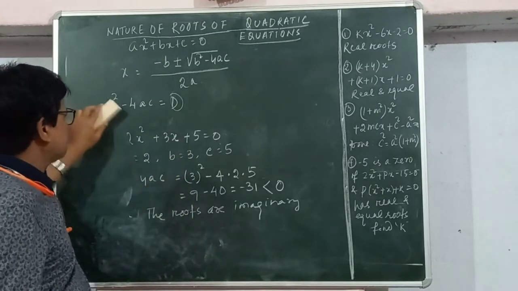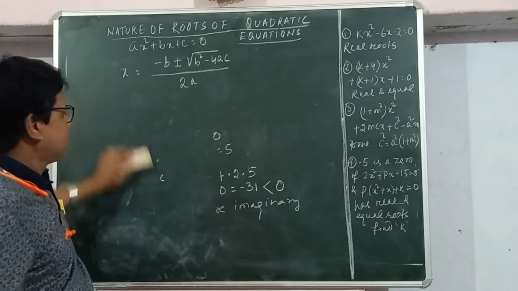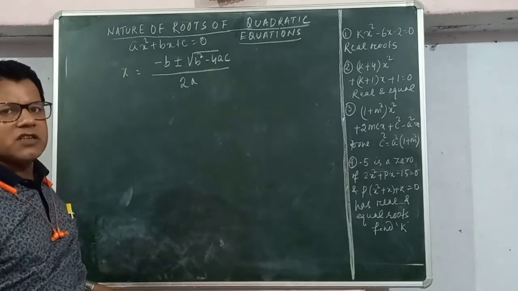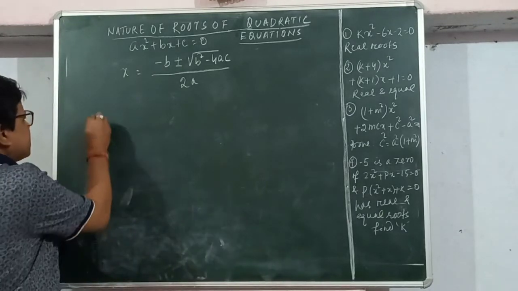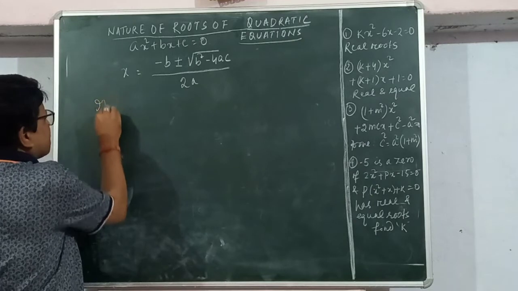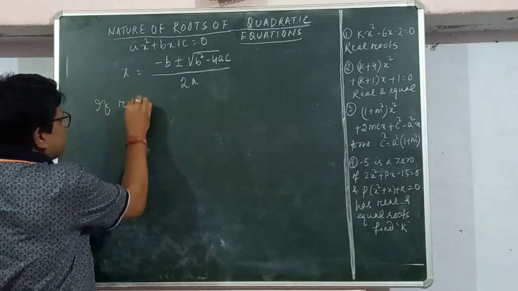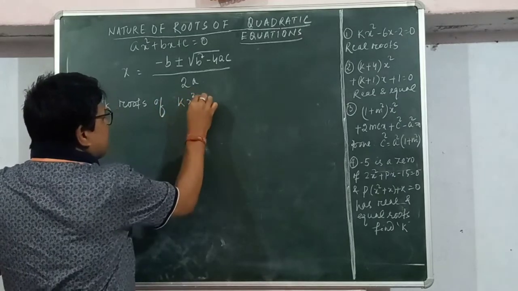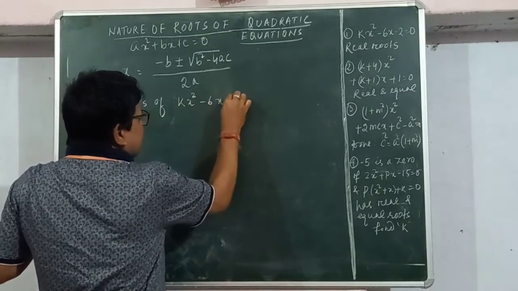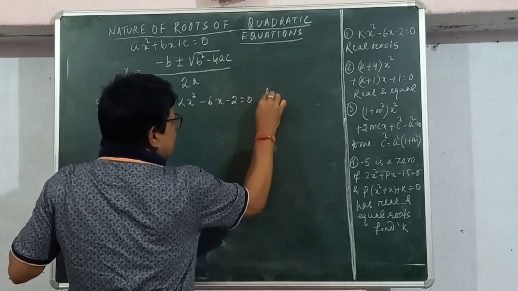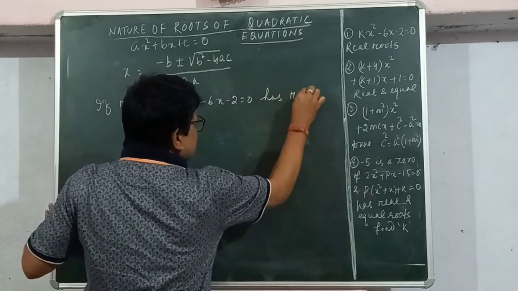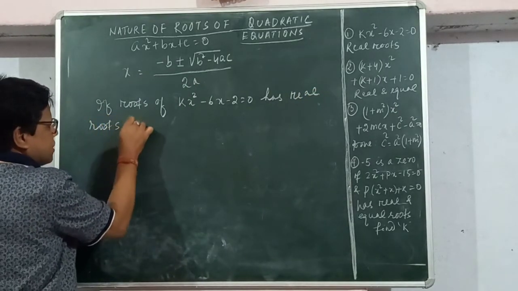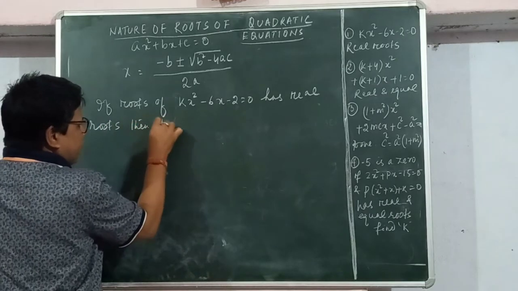Now comes its application. According to the condition of the nature of the roots, the application is very important. Suppose it is given: if the roots of kx square minus 6x minus 2 is equal to 0 are real, then find k.